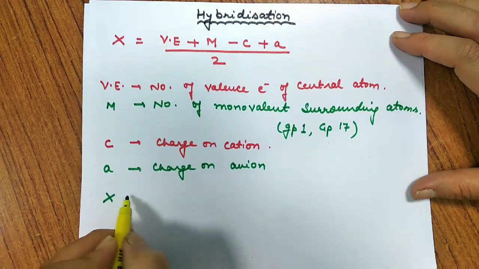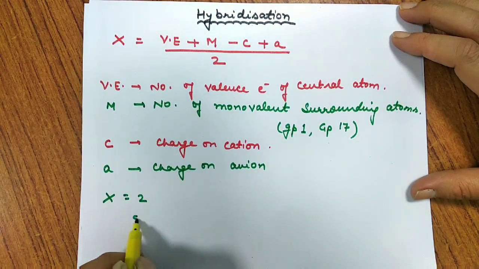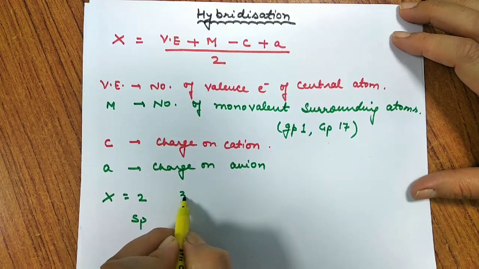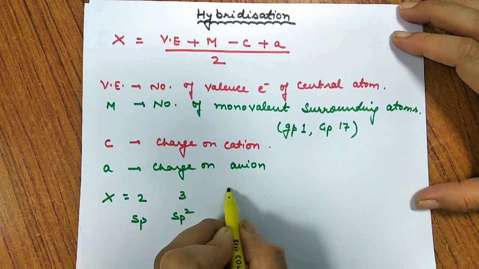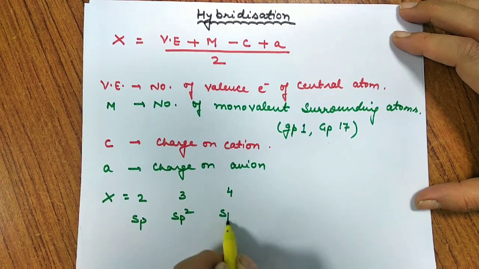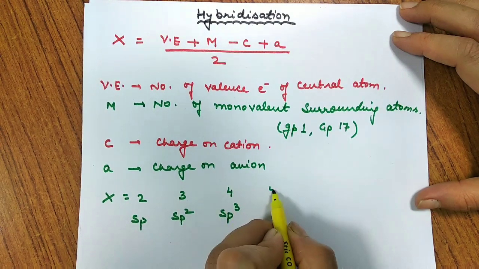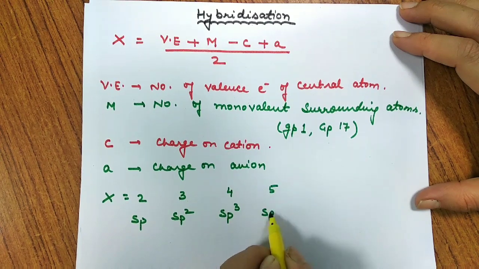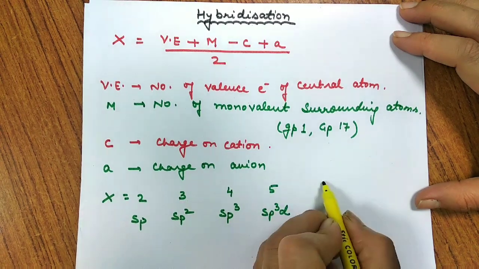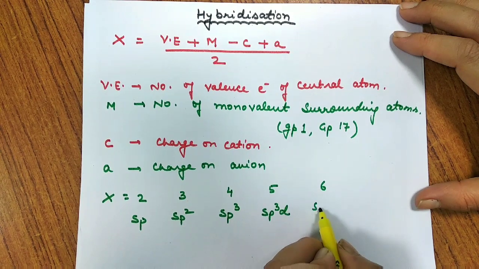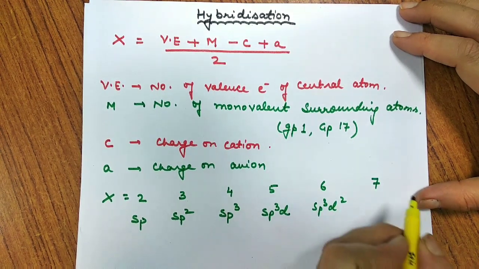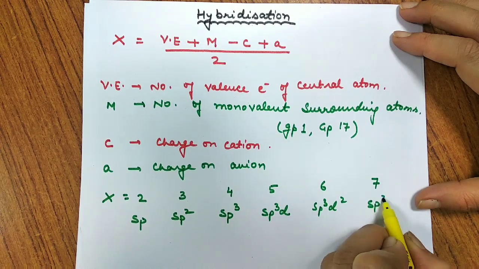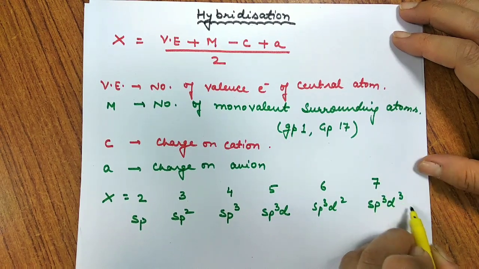Now if the value of X is 2, the hybrid state is sp. If it comes out to be 3 using this formula, the hybrid state would be sp2. If it would be 4, the hybrid state would be sp3. If it is 5, sp3d. If it would be 6, sp3d2. And finally, if the value of X comes out to be 7, then the hybrid state would be sp3d3.